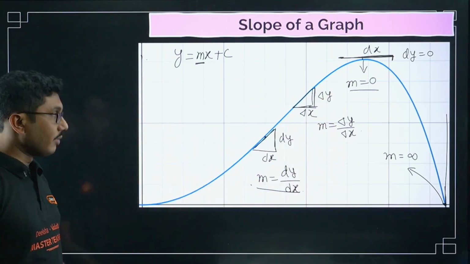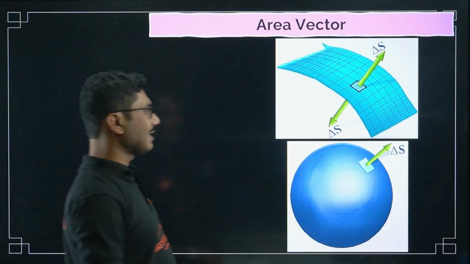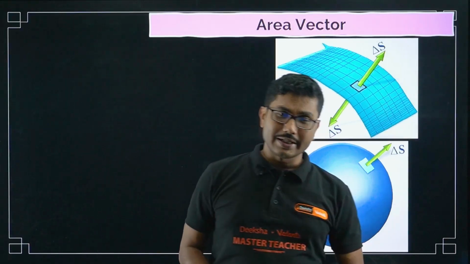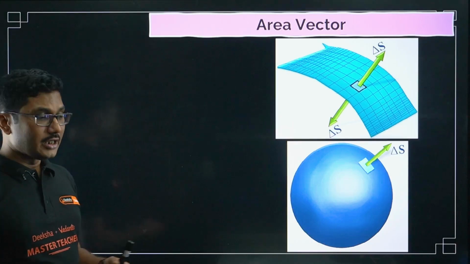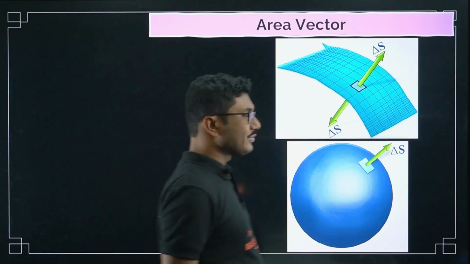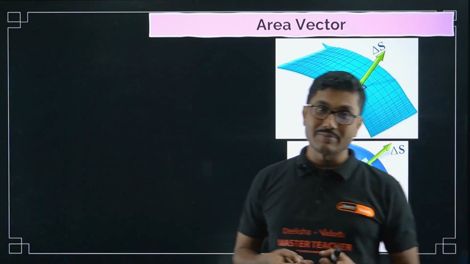Now next is another important quantity that is required, which is called area vector. It is a completely new thing. You have seen different kinds of vectors, x cap, y cap, j cap.